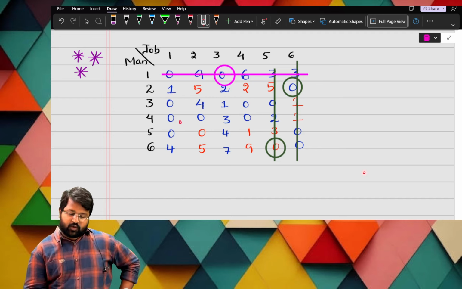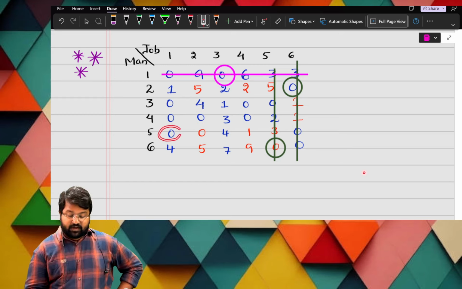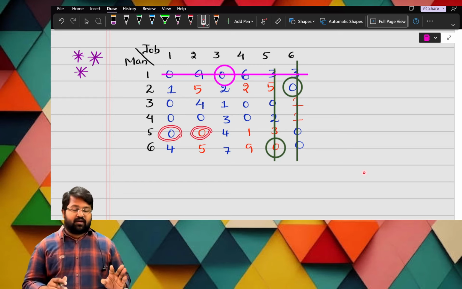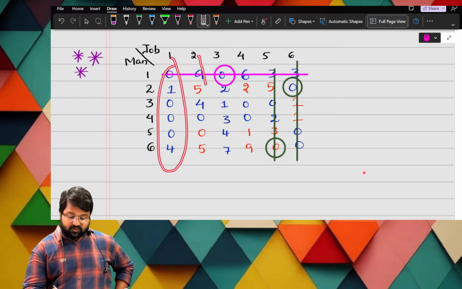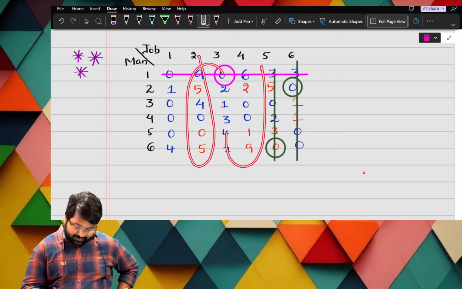I'm going with the second and fourth rows. There are three zeros there. It's not tough. Then here two zeros. So again done. I'm checking with columns. In this column there are three zeros. In this column there are two zeros. In this column there are two zeros.